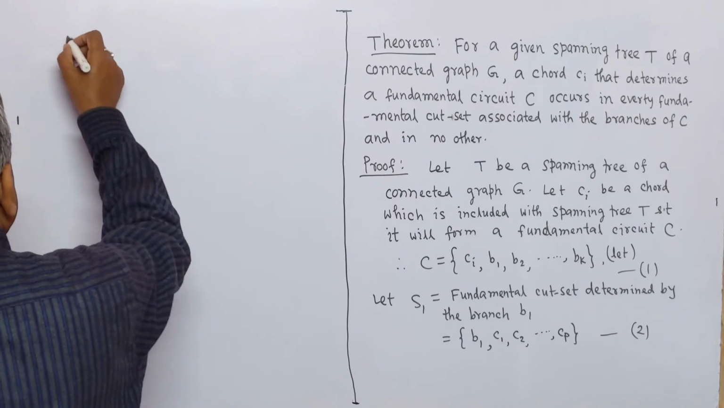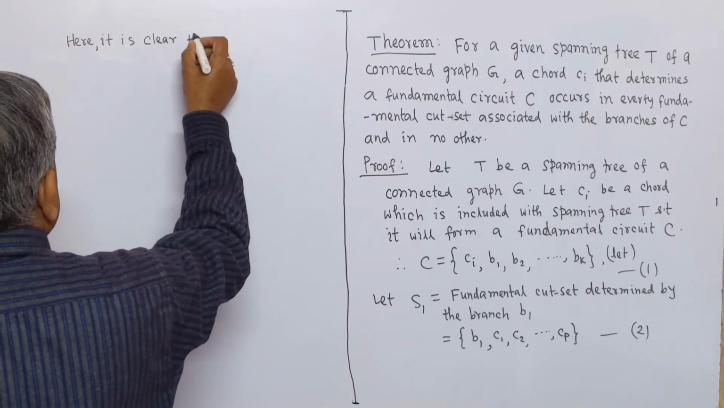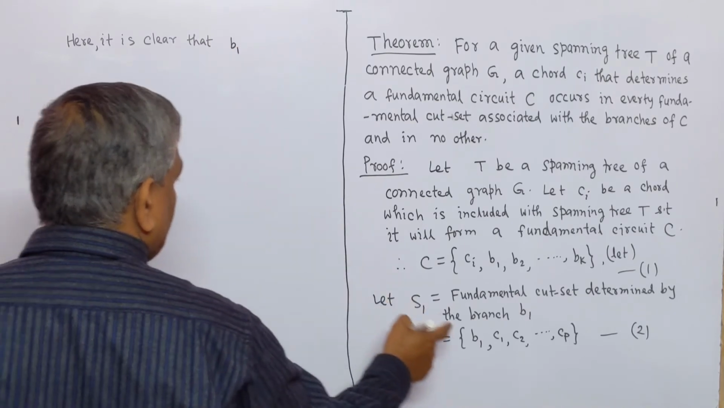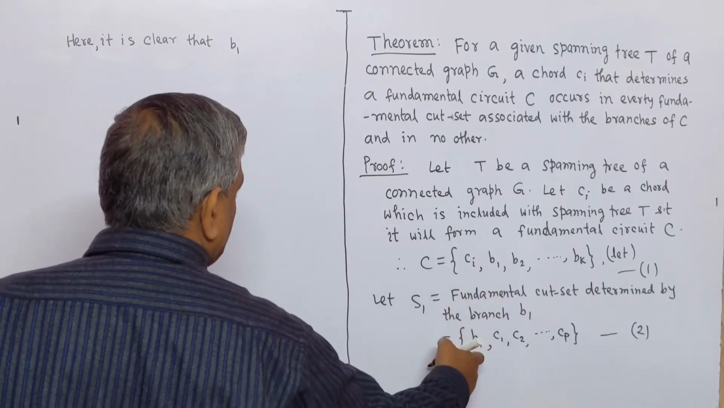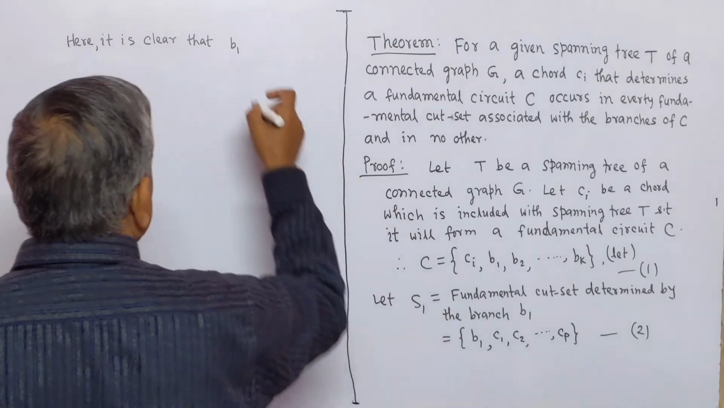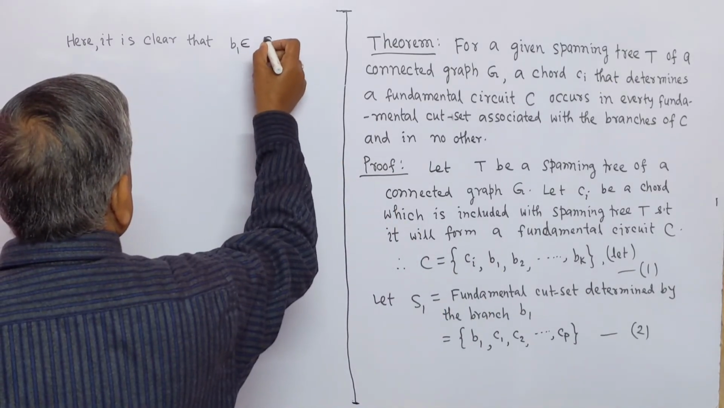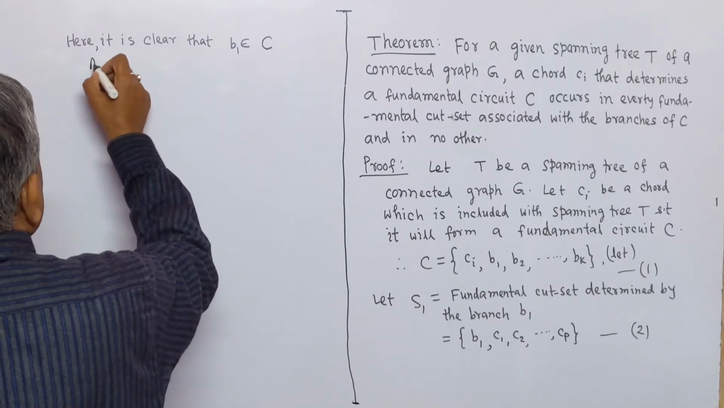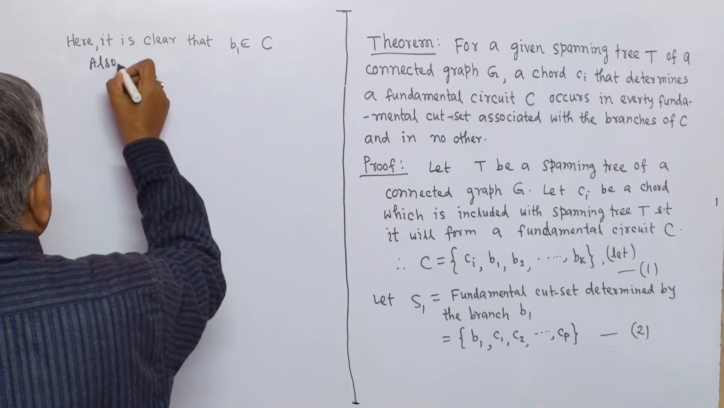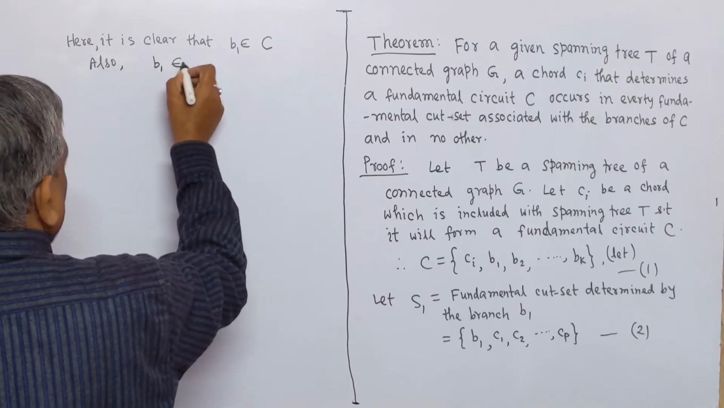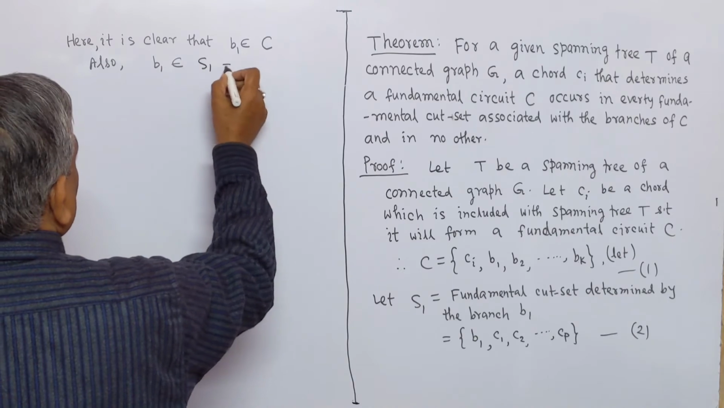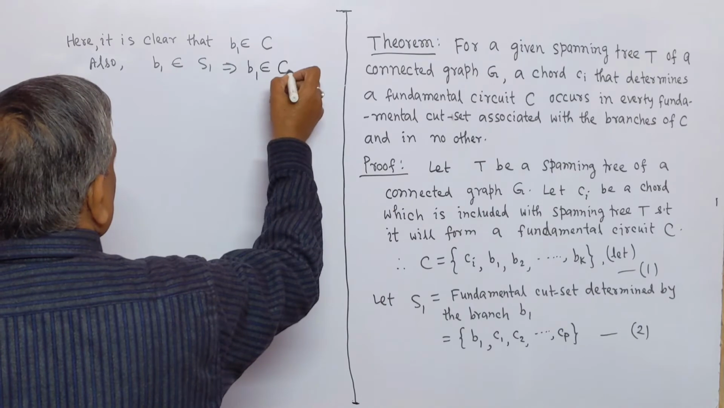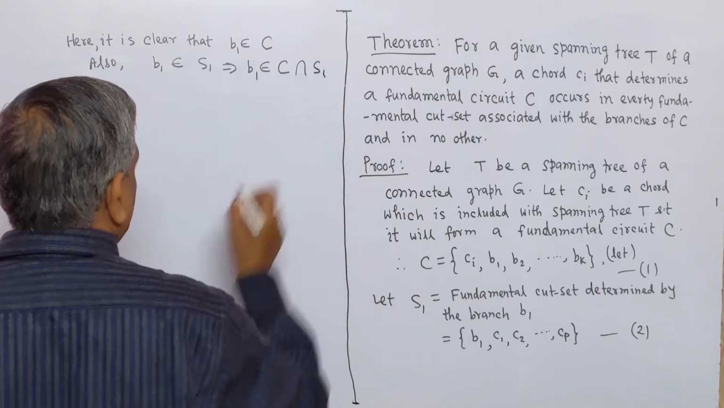Here it is clear that B1 belongs to C, circuit C, fundamental circuit C. Also, B1 belongs to S1, which implies that B1 belongs to C intersect S1.